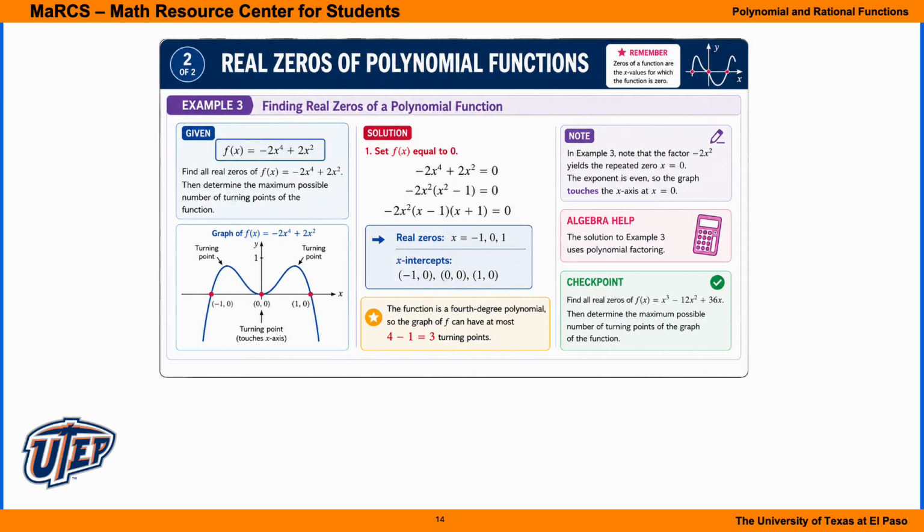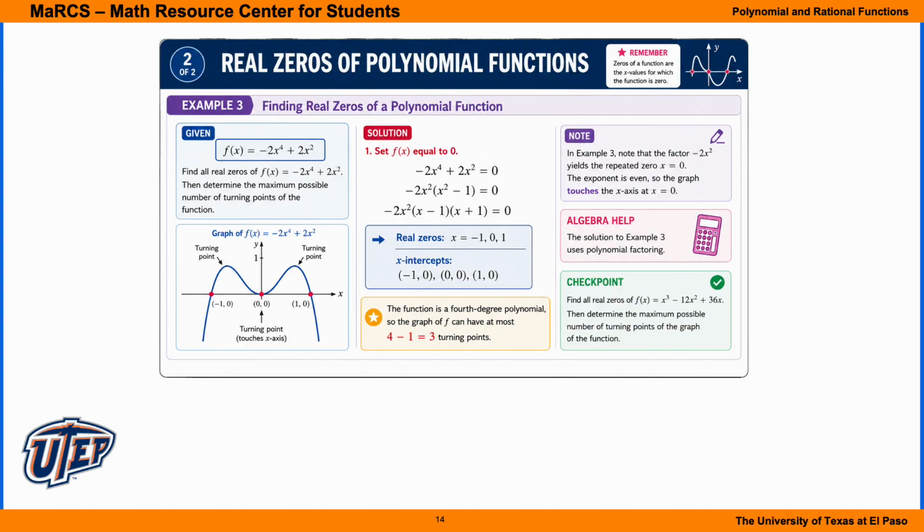So here's an example of finding the real zeros of a polynomial function. We're given the function f of x is equal to negative 2x to the power of 4 plus 2x squared. So the first step is to set f of x equal to 0. So we have negative 2x to the power of 4 plus 2x squared is equal to 0. Now we can factor out the negative 2x squared. So now we'll have negative 2x squared times x squared minus 1 is equal to 0.